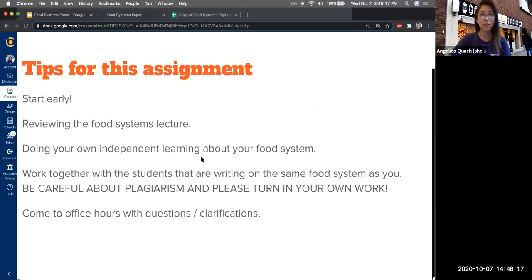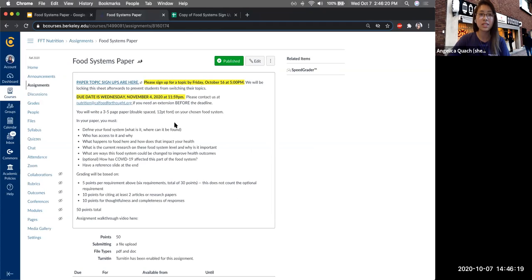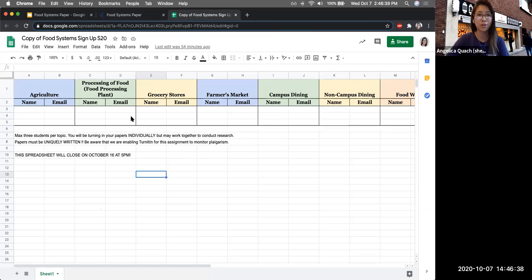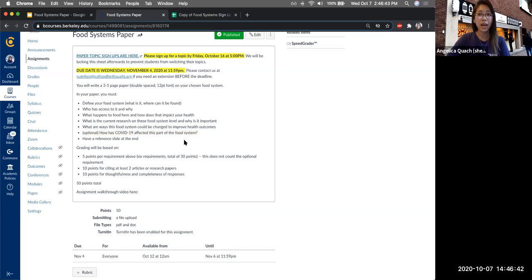The food systems paper assignment is now live on bCourses. It'll have the paper topic sign up for you. It has the information about the due date, basically the information that you need. Also an optional topic about how COVID-19 and the coronavirus pandemic has affected this part of the food system. That will notably probably affect grocery stores, farmers markets, dining. But that is optional.